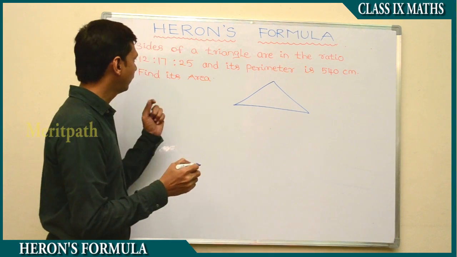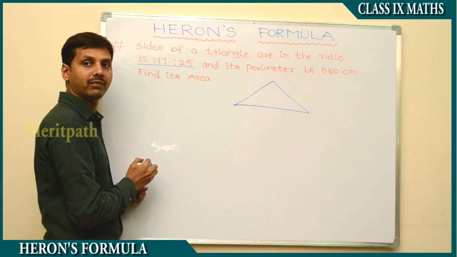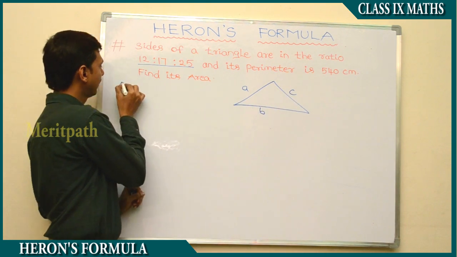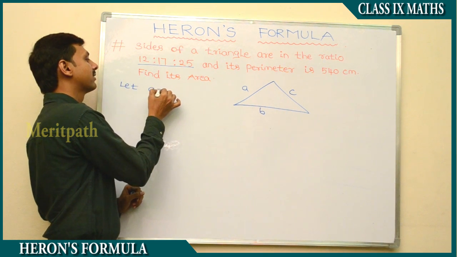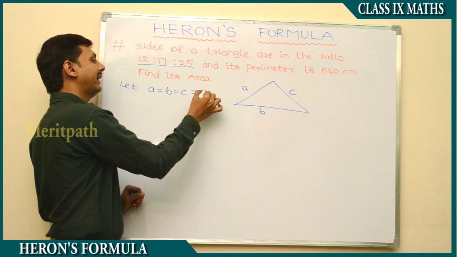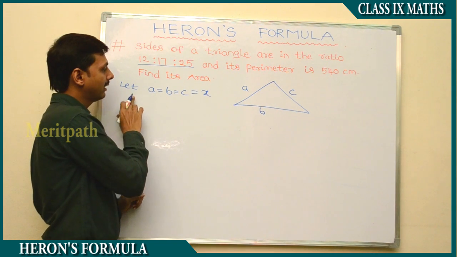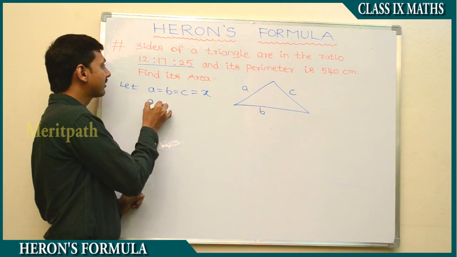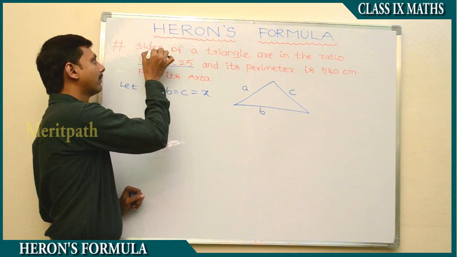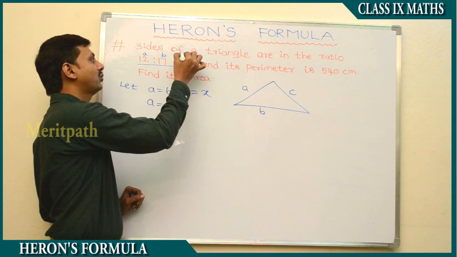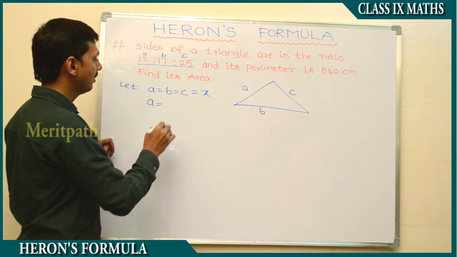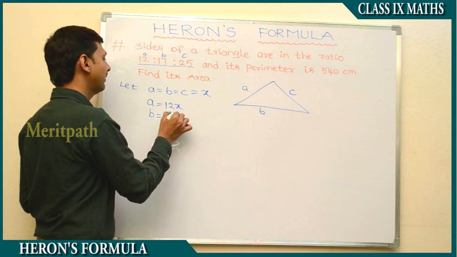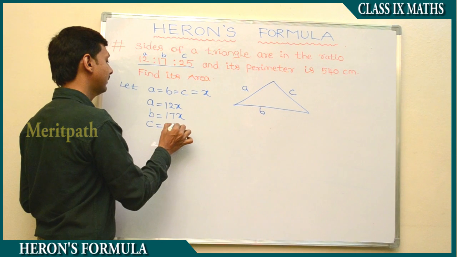The sides are in the ratio of 12:17:25. Let's take the sides as A, B, C. Let us take the common multiple as x because it's in the ratio. Then A is 12 times x, B is 17x, and C is 25x.